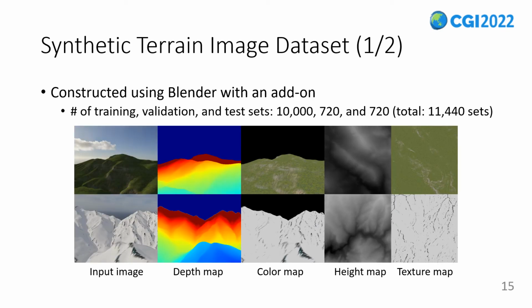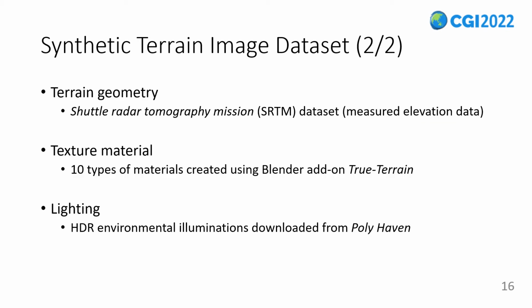We created a synthetic terrain image dataset using Blender with an add-on. For each input view, we rendered a set of images as the ground truth data for training. The numbers of image sets are as listed here. I introduced the data sources for our terrain image dataset. We used measured elevation data for the terrain geometry, 10 types of materials created using a Blender add-on for the textures, and HDR environment maps downloaded from Polyhaven for the lighting.